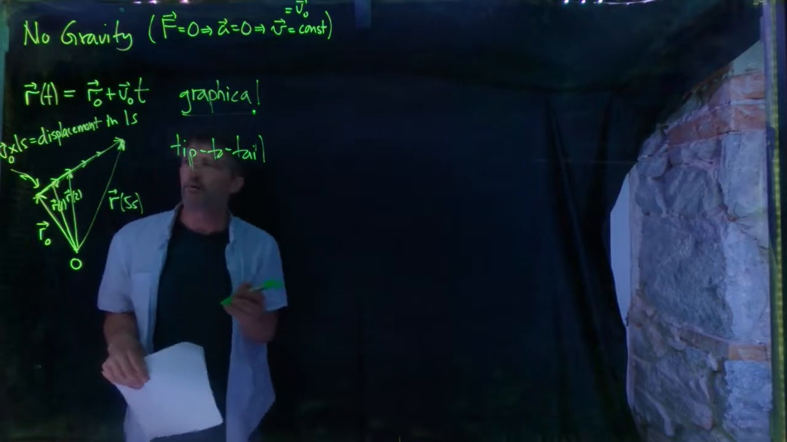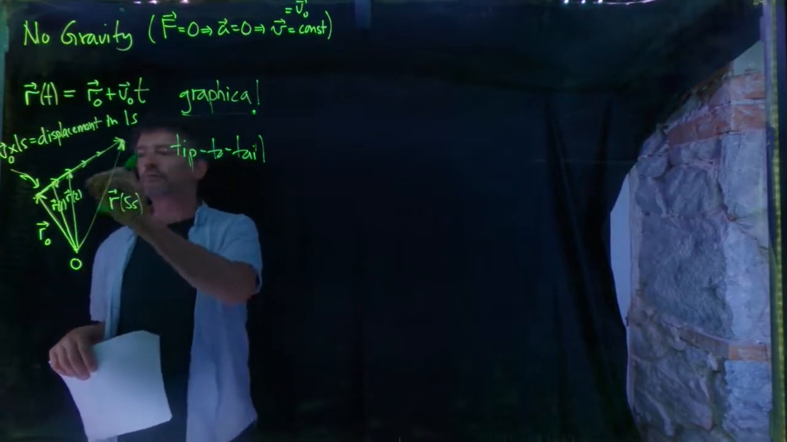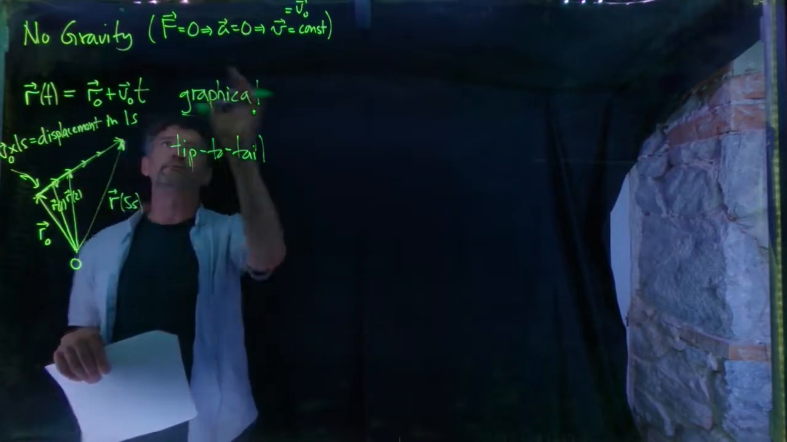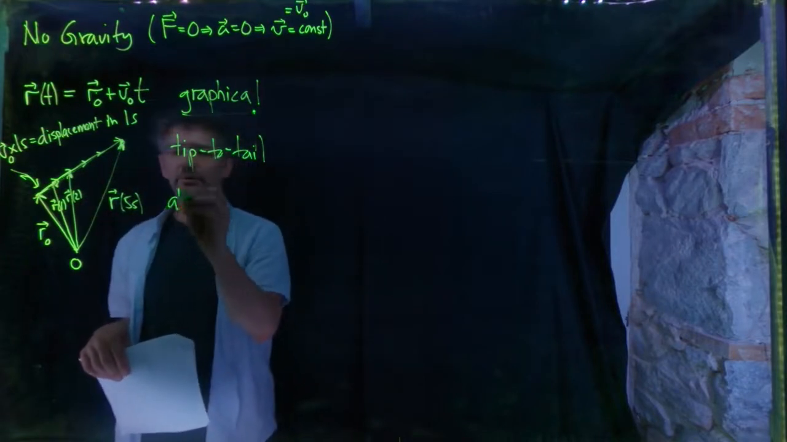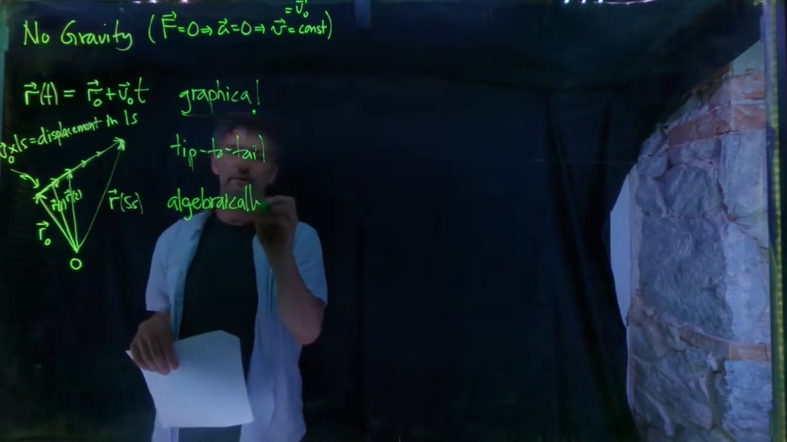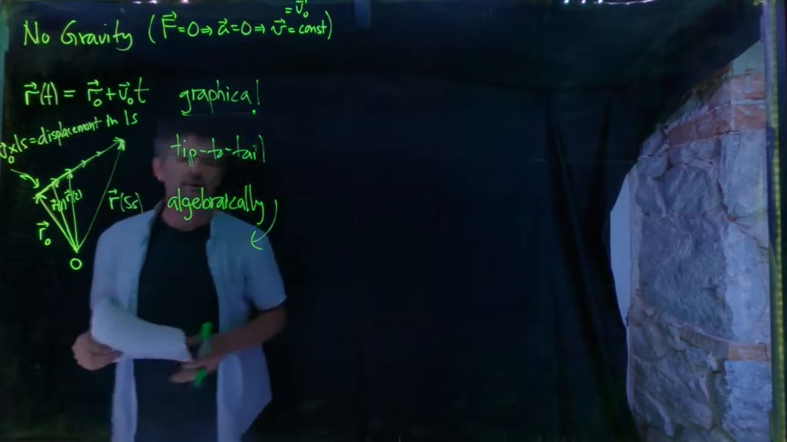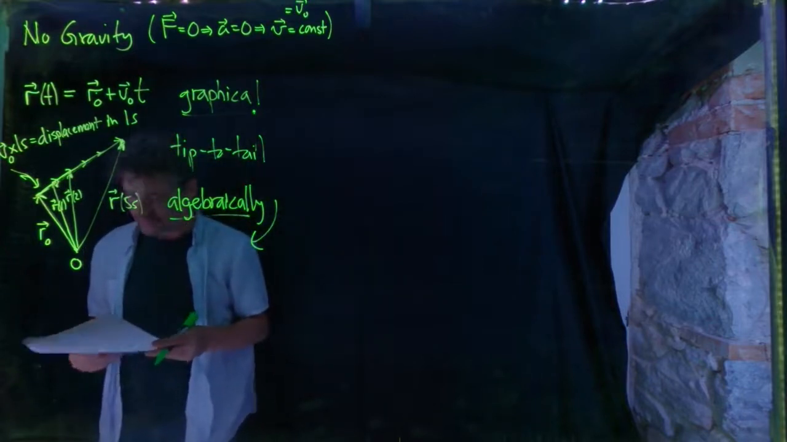Another way to think about trying to figure out, let's say, what is the position of that baseball after 5 seconds has elapsed, given this initial position and that initial velocity. We can do it graphically, or we can do it algebraically. And I'm hoping that you guys can do it both graphically and algebraically. So how would we do this?